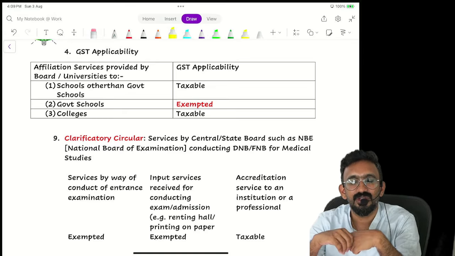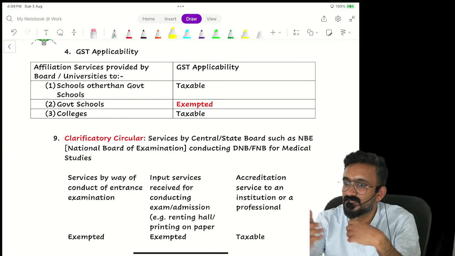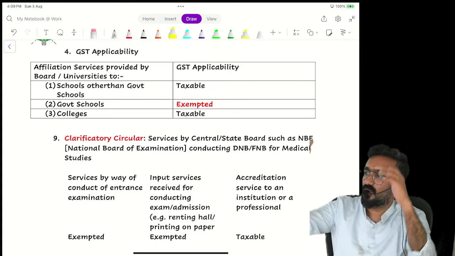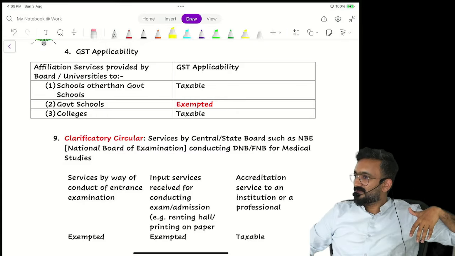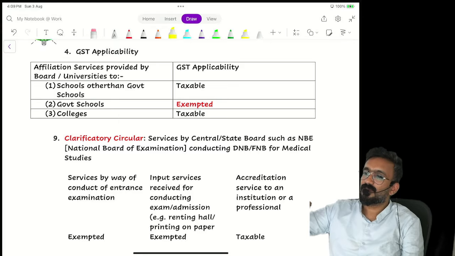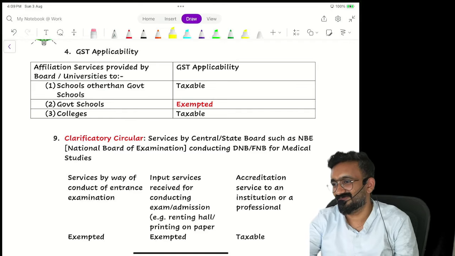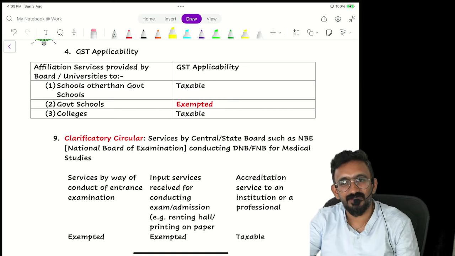No. If you want to get an affiliation to CBSE, you will have to pay 5 lakh rupees to CBSE and satisfy all their criteria. So the question would be this: is CBSE getting 5 lakh rupees for providing affiliation? Would that be considered to be exempted? They clarified no, because it is not provided to SSF.